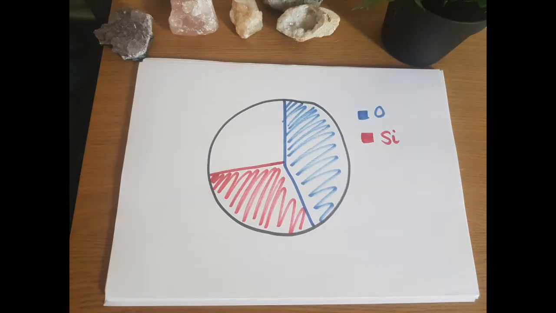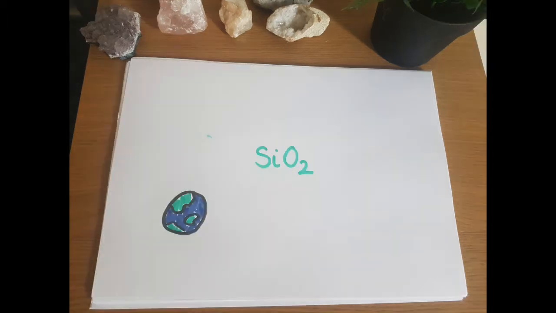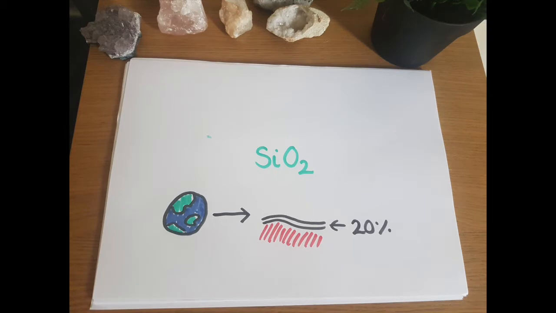Oxygen and silicon are the most abundant elements in the Earth's crust, making up around 75% of it. Other elemental contributions include iron, calcium, potassium, sodium, magnesium, and so on. In addition to silicon and oxygen being the most abundant elements, silicon dioxide is also the most abundant mineral in the Earth's crust. It accounts for about 20% of the Earth's crust and 12% of the Earth's surface. It is also the main constituent for many types of rocks.